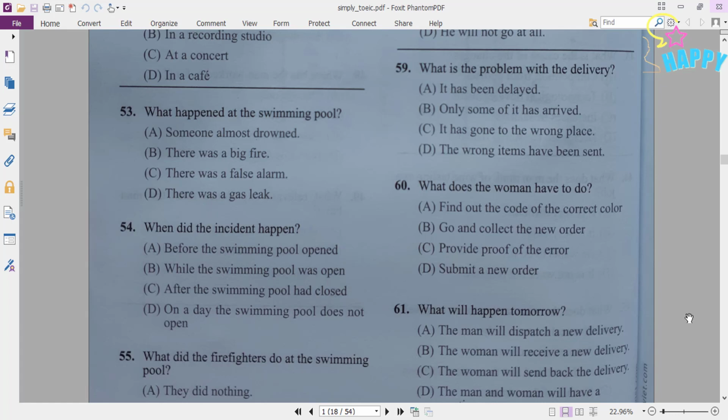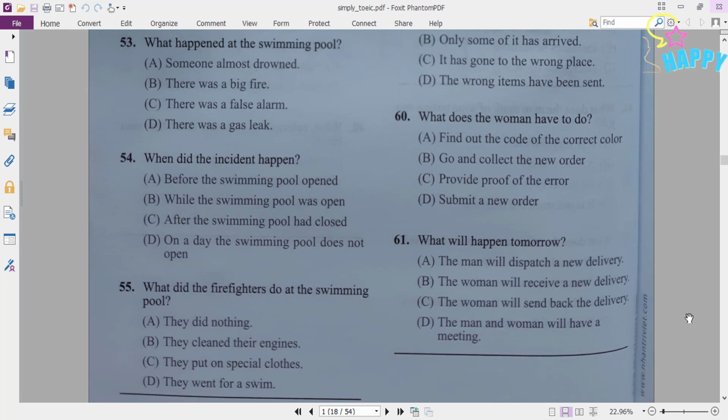Question 59. What is the problem with the delivery? Question 60. What does the woman have to do? Question 61. What will happen tomorrow?